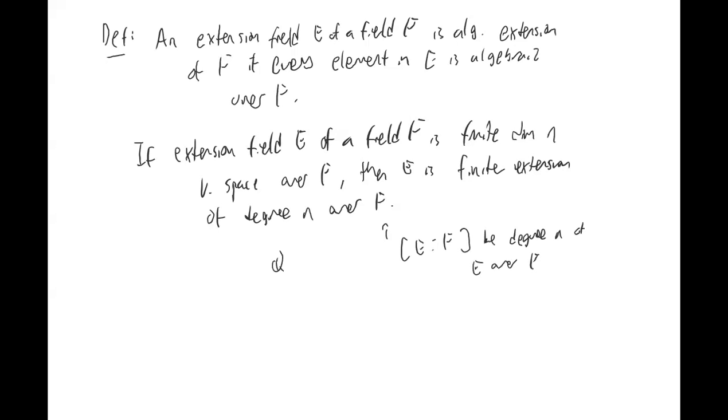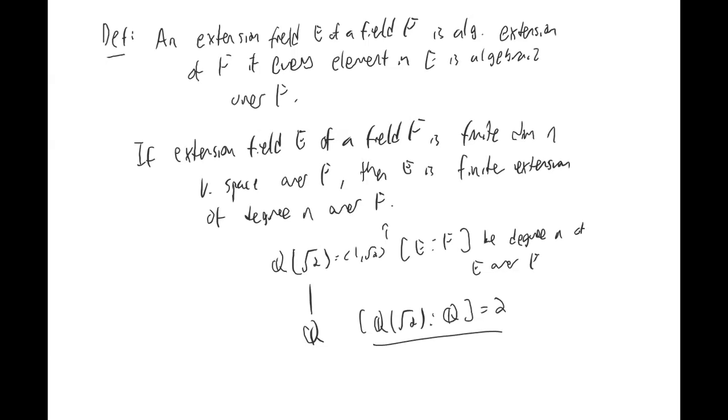So for example, like this, we say this thing is 2, because this is a 2-dimensional vector space over Q, right? The basis over Q is 1 and root 2, right? So we say this is 2, for example.